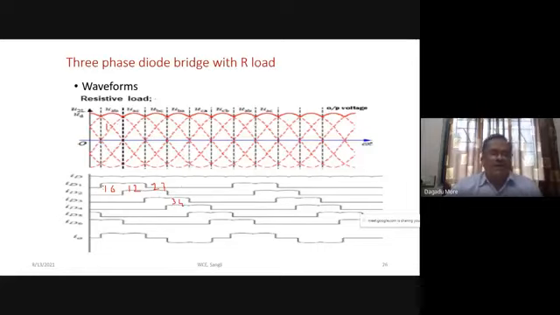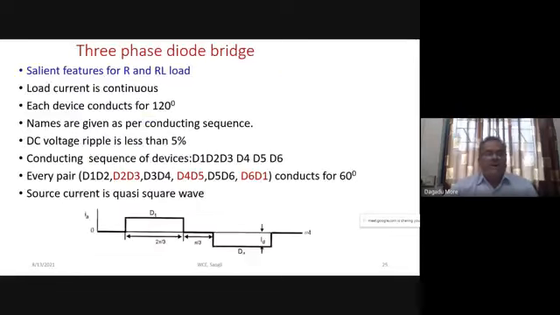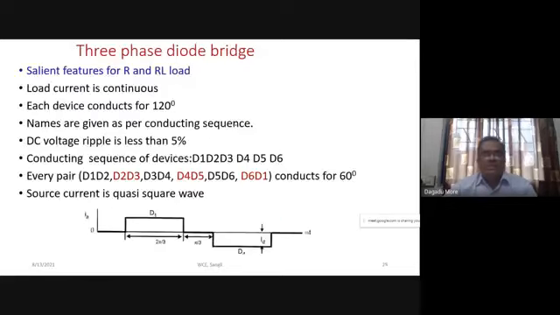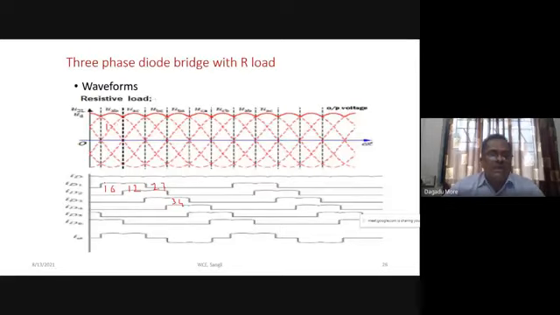And whenever 1 is on, it means our diode 1 is on. So 1 is on means D1 is on. So for this 120 degrees, diode D1 is on.